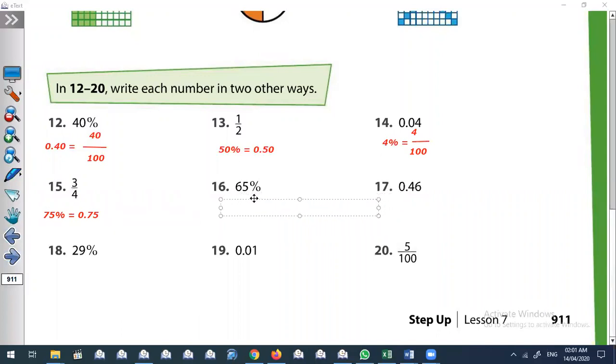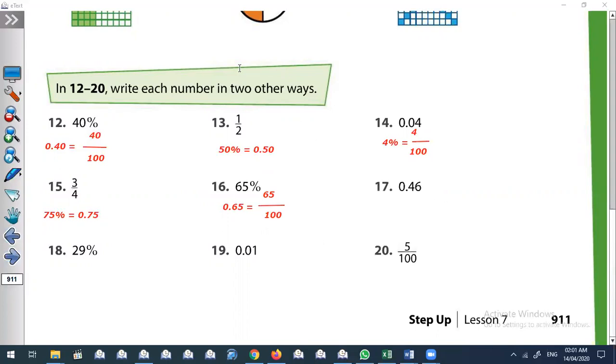This number is percent, decimal first. So it will be like that, 0.65. What about the fraction of it? It will be like that. Up 65. Down 100, yes, because I have percent.